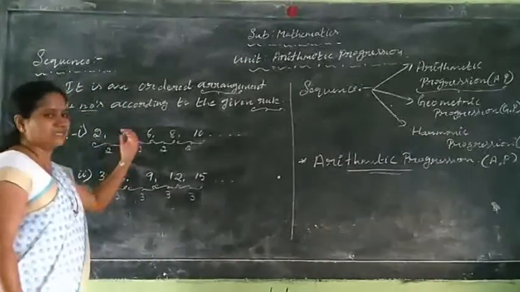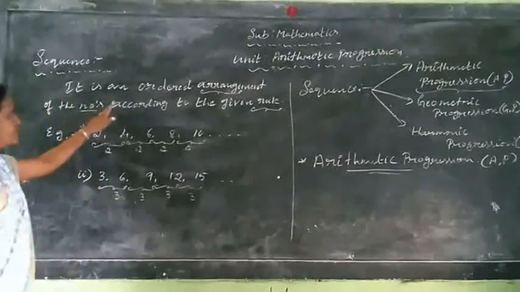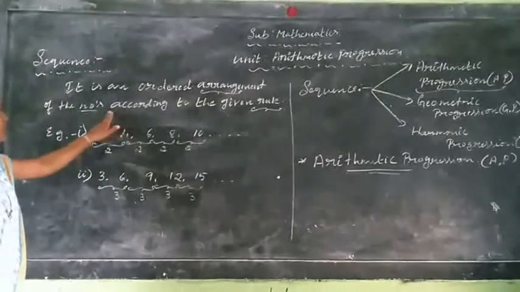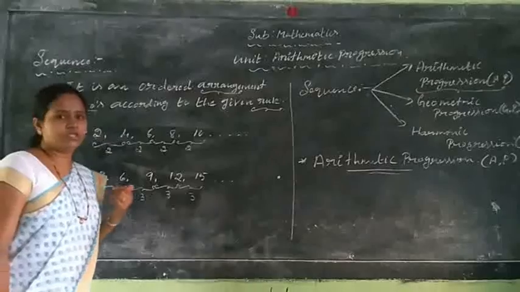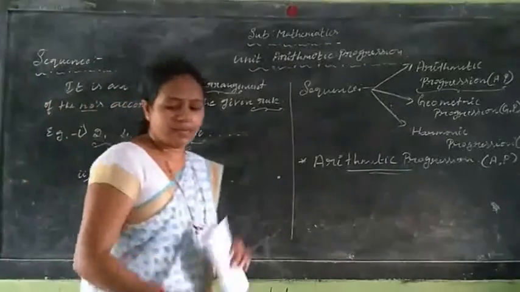Before that, once I'll revise about the sequence. Sequence is an ordered arrangement of the numbers according to the given rule. Still now, did you understand, children? Okay.